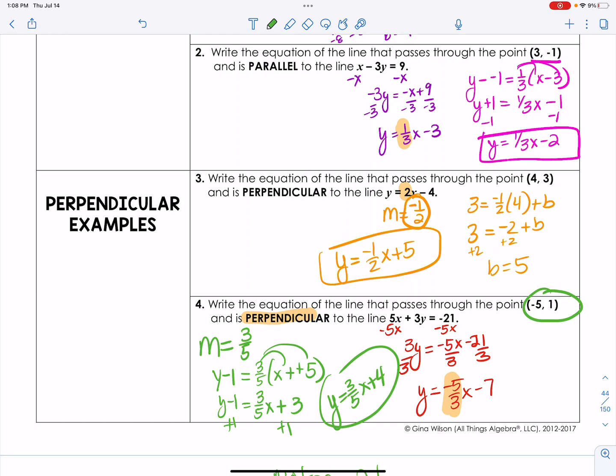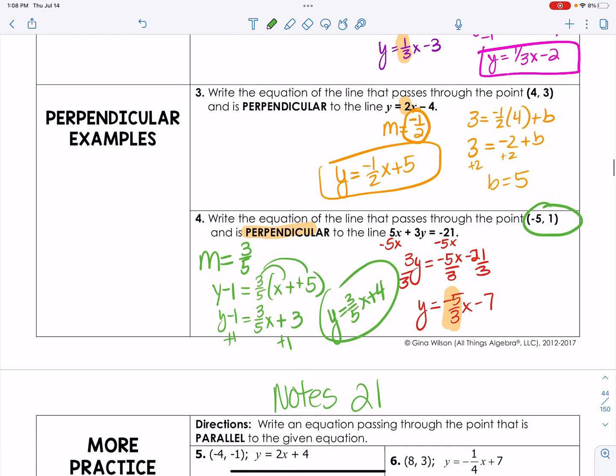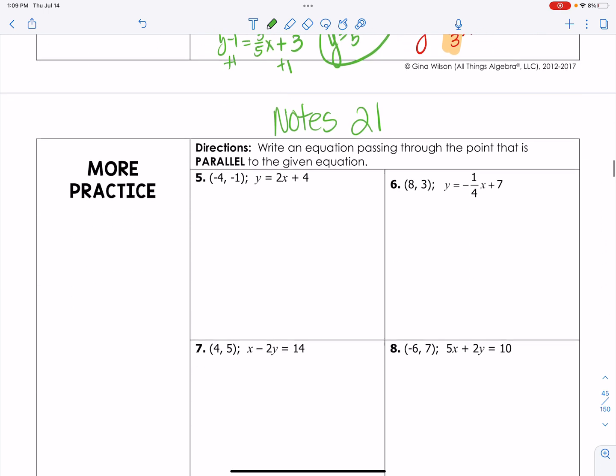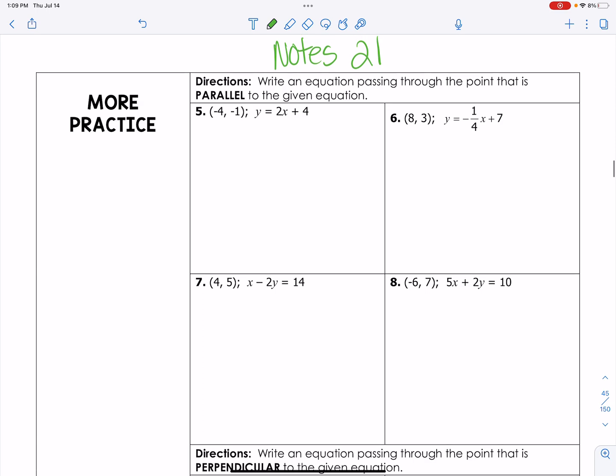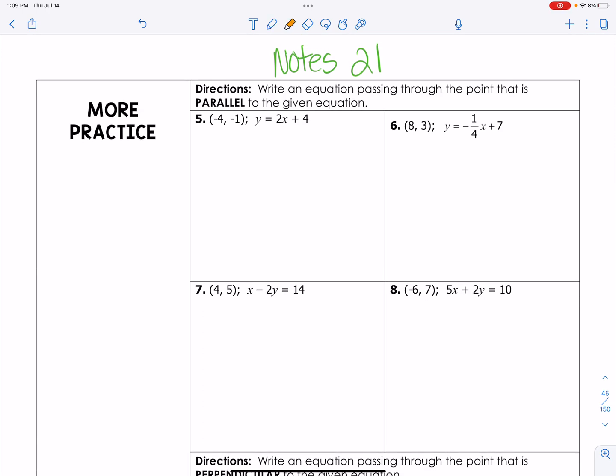So if it's parallel, you're going to use the same slope. If it's perpendicular, you're going to flip the slope. Like we've been talking about, I don't think we need to do all of these, but I do think we need to do a couple. So I would like you to do 5 and 7. Pause the video, and we'll look at them.